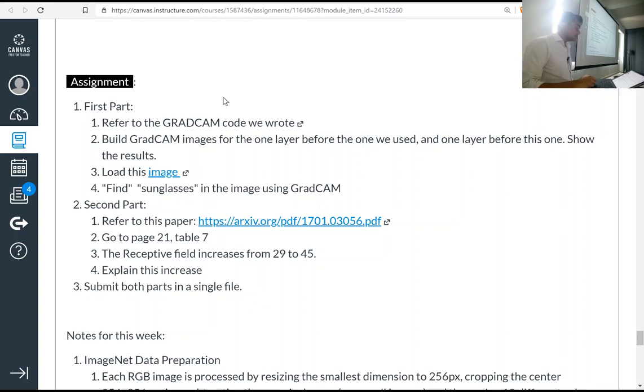Your assignment: refer to the GradCam code which I have shared. Build the GradCam images for the layer before the one we have used and the layer after this one. Show the results. Refer to the GradCam code we are seeing. Build GradCam images for the layer before this and after this. Is that correct?